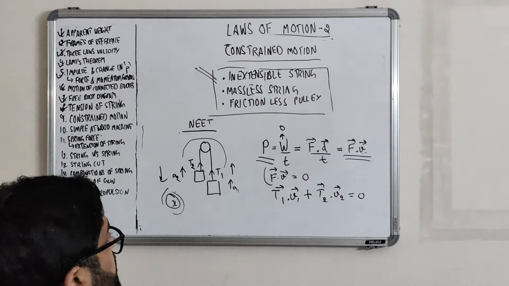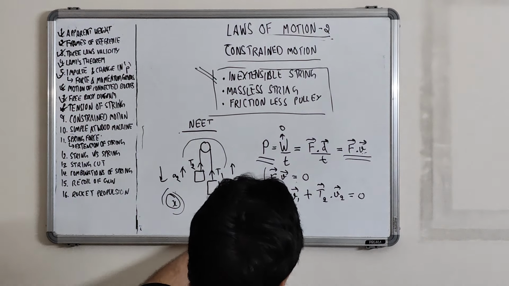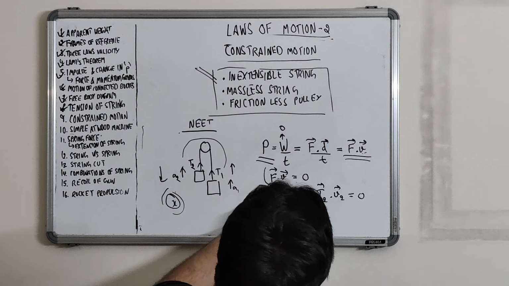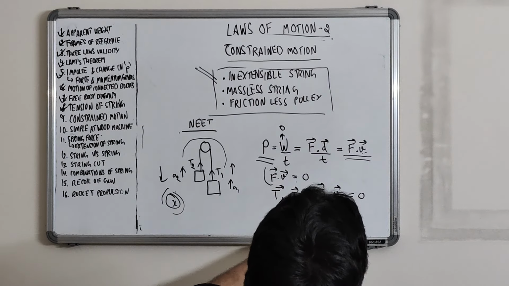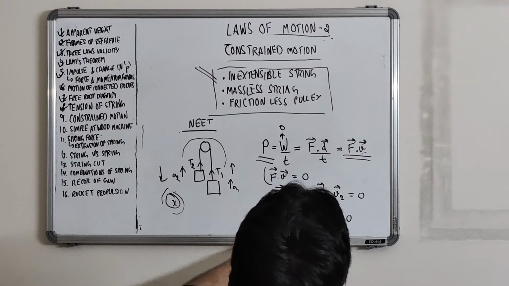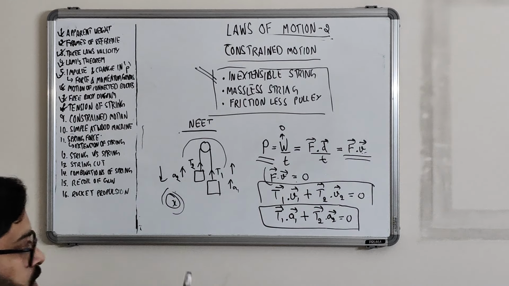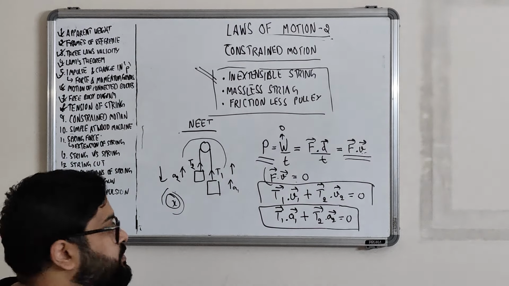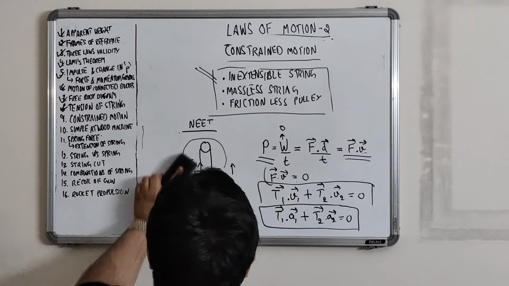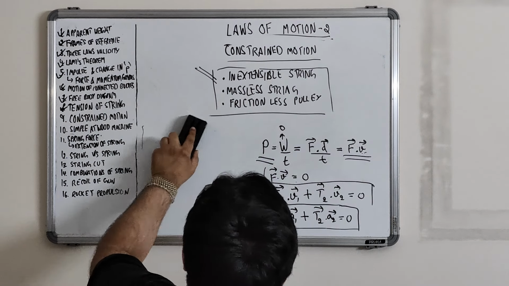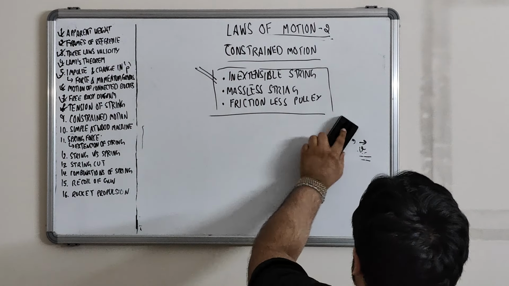Now, if we differentiate this with respect to time, we get T1 dot A1 plus T2 dot A2 equal to 0. So when solving questions in NEET on constrained motion, this is what you'll need to remember. Why will I be explaining the JEE thing? Because it's related to this and it's not very complicated. We will need to use relative velocity.